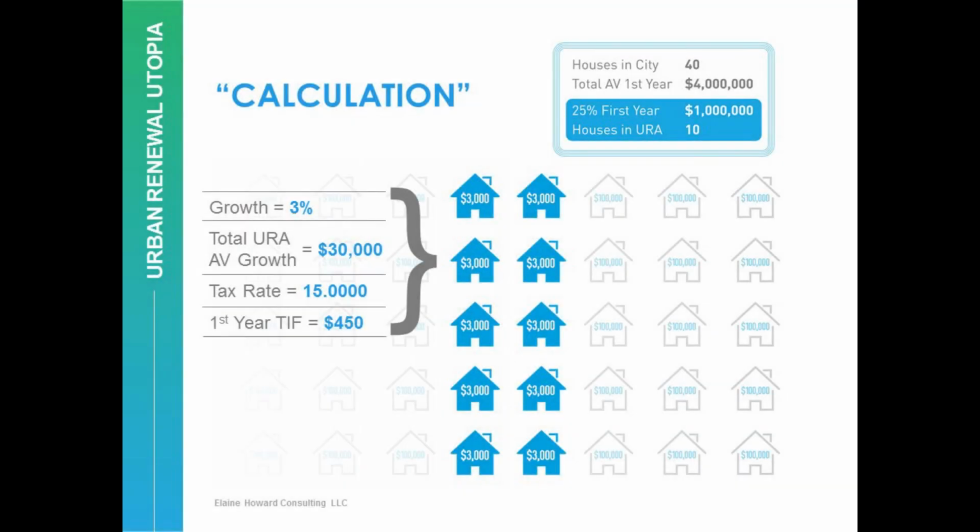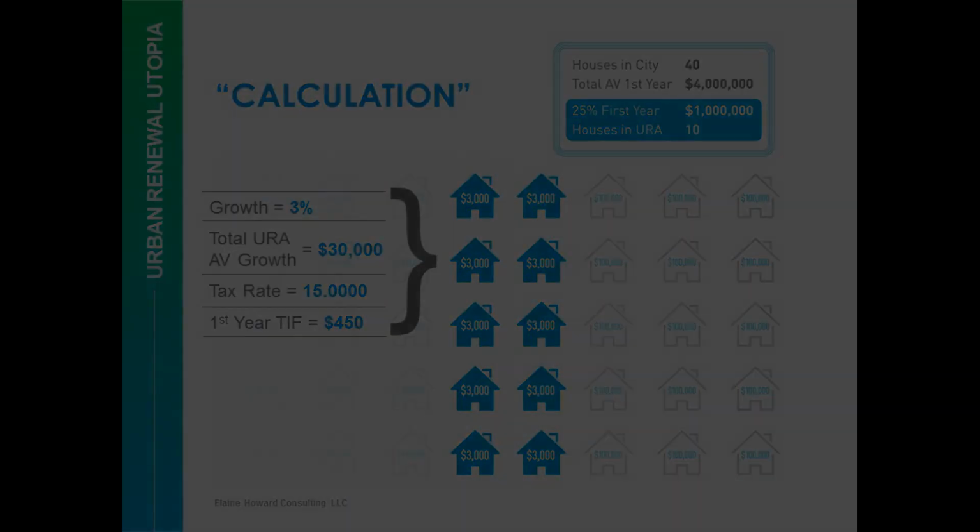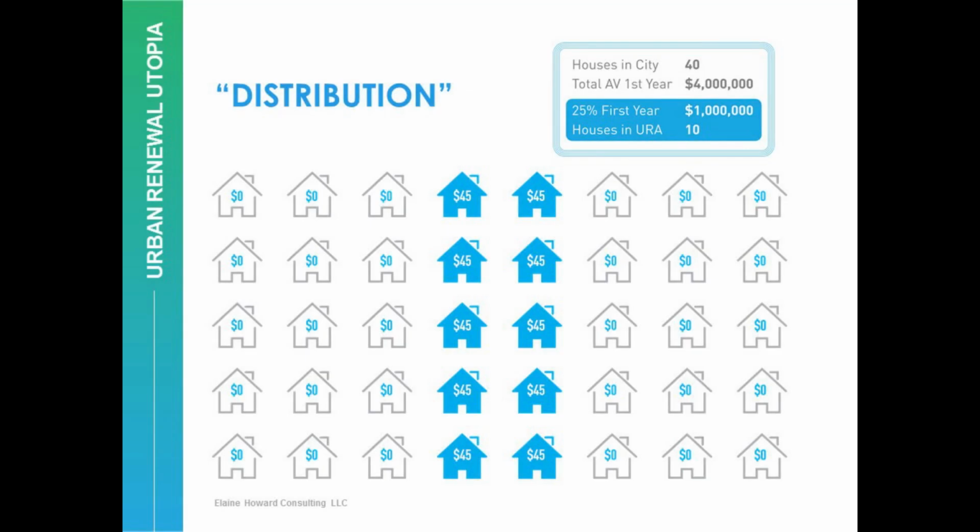In order to calculate the revenues for the first year of the urban renewal area, we will assume a 3% growth in assessed value for properties citywide, with the increases from properties in the urban renewal area totaling $30,000. We will also assume the tax rate for this city is $15 per thousand and that the first year TIF revenues are $450. The distribution step is the main source of misconceptions about how urban renewal revenues are collected.